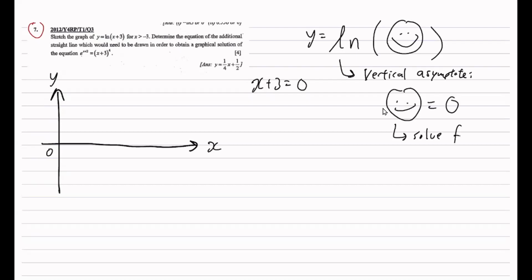Then you solve for x. The simplest case is when this is just x itself, then you don't need to do anything. But here it's x plus 3, so you equate to 0, you solve, you get x equal -3. So -3 is your asymptote.